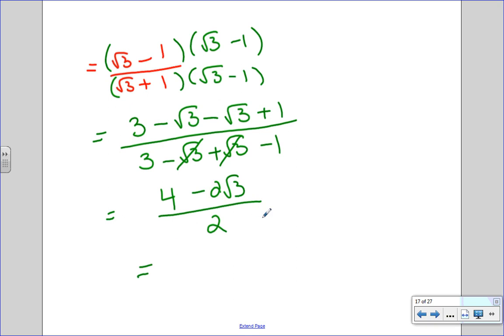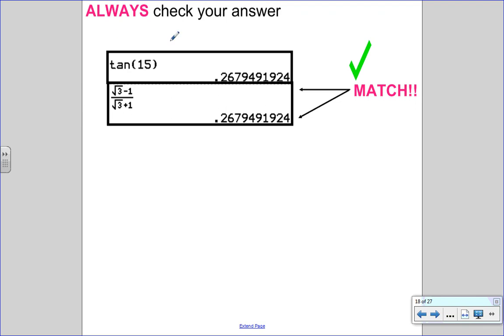And then factor out 2 from everything, divide everything by 2, and I'm going to have 2 minus root 3 as my final answer. So again, either answer is fine. I just want to check, and I checked using my first version of the answer. Tan of 15 is the same as root 3 minus 1 over root 3 plus 1. They both match, so I know I did that correctly.